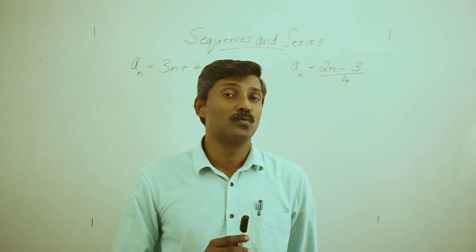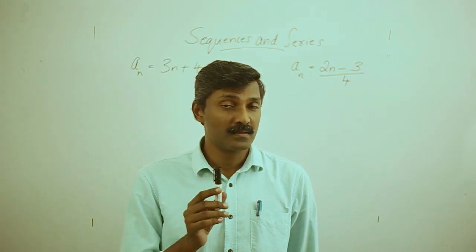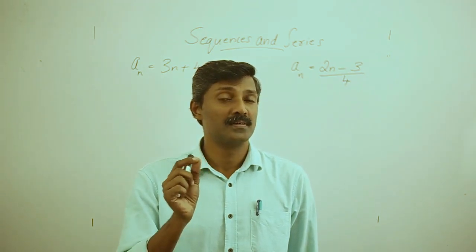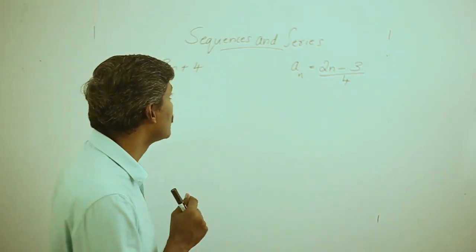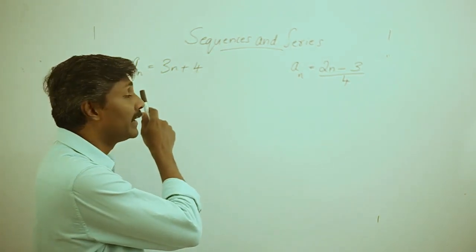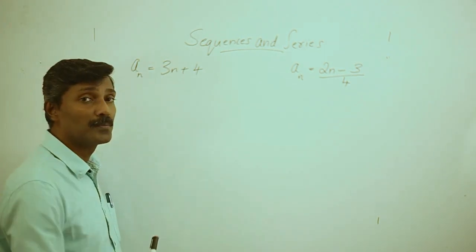Now, having understood what is a sequence and what is a series, let's see how to find out the different terms of a given sequence. So we have two questions here. The first question is, the nth term is given as an is equal to 3n plus 4.